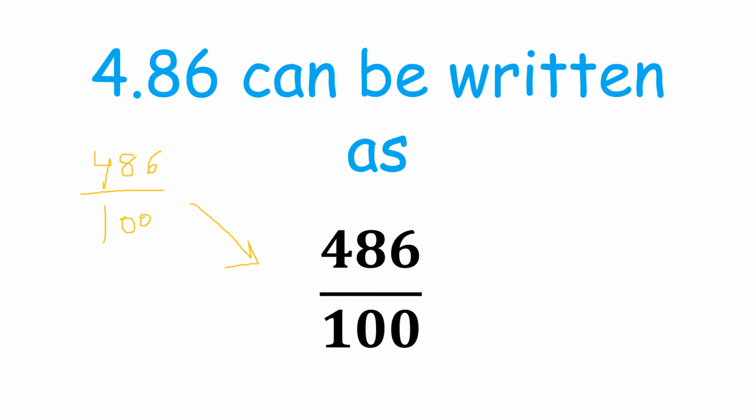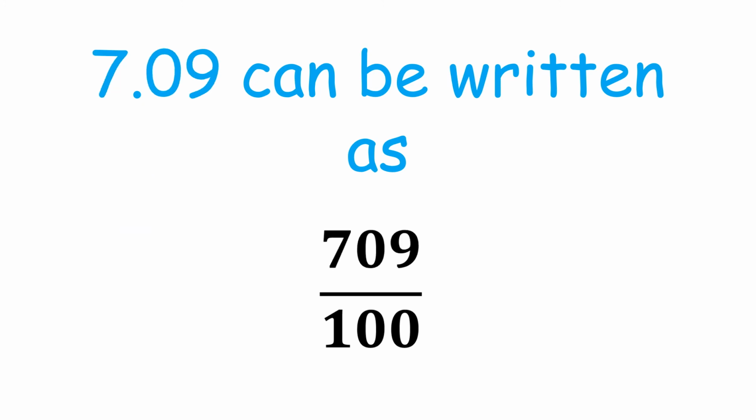I hope you are getting it. If not, let's look at this number. 7.09 can be written as 709 over 100. How? Ignore the decimal, write 709 as it is, put a line. For the decimal you will write 1. After the decimal you have two numbers, so you will write two zeros, so it is 709 over 100.